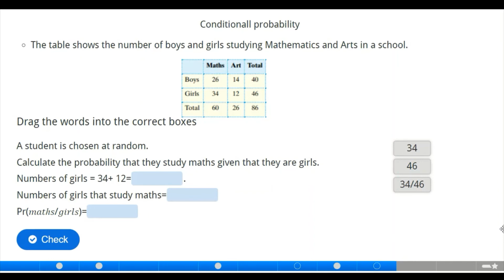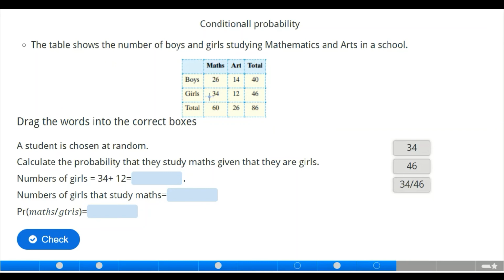So we have to calculate the probability that they study mathematics, given that they are girls. So what is the probability that they study mathematics, given that they are girls? This type of situation is a conditional probability. Okay. So let's look at how many girls we have.